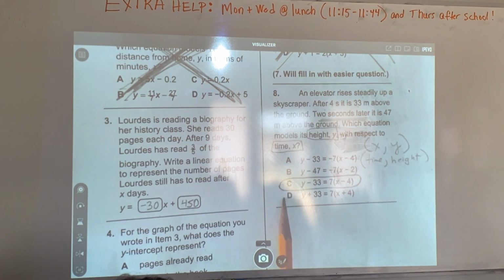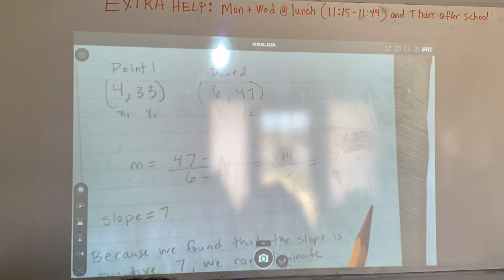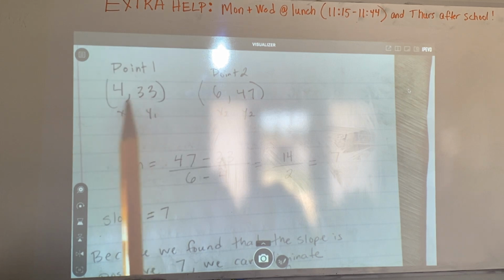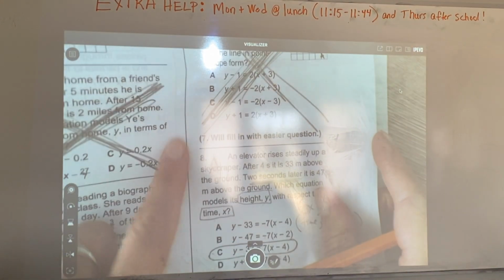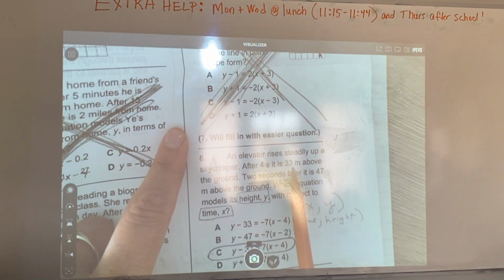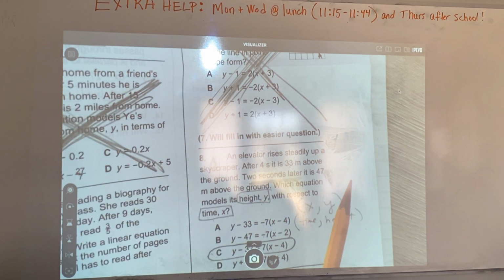Which point out of the two did both C and D choose? Yeah. When you say point, what do you mean? They give us two coordinate points, 4, 33 and 6, 47. They don't give it to you like this. But because they give you the information that at 4 seconds it's 33 meters and at 6 seconds it's 47 meters, and then it says that they're represented by X and Y, we can write them as coordinate pairs.